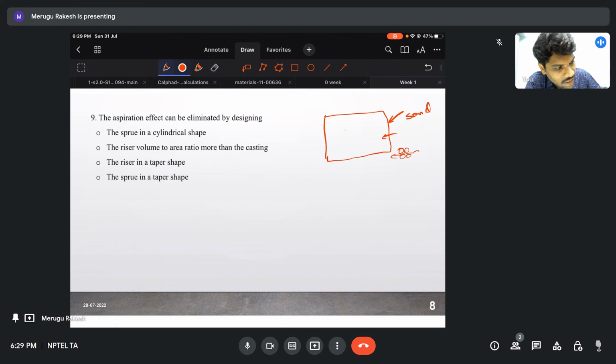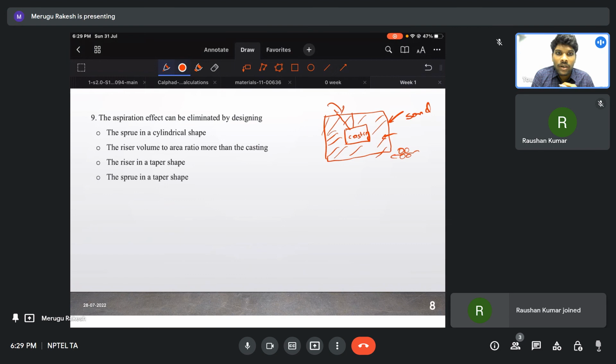So if you have any casting inside a sand mold, what happens when you pour any liquid? If there is any low pressure generating inside, it will attract the gases from outside. So this leads to the formation of defects in the castings, or it will lead to some liquid turbulence inside the casting. So that's the main defect that is being explained here. So it is known as the aspiration effect.